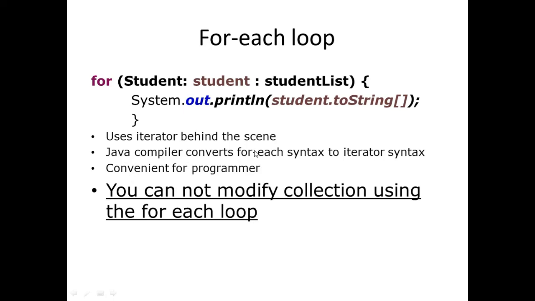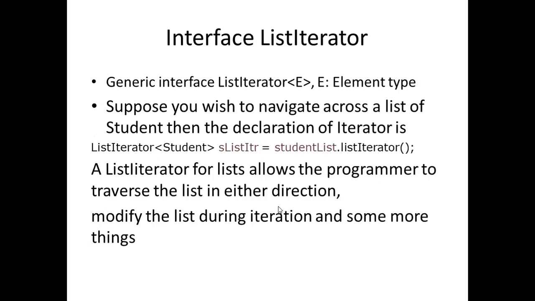See, the Java compiler converts for each syntax to iterator syntax. It is just for the convenience of the programmer that you use the for each loop. But remember, and you have seen also, that you cannot modify a collection using the for each loop. Using an iterator you can, but how, we'll see later. Before that, just get the hang of using hasNext and next. We'll do the removal using the iterator reference afterwards.